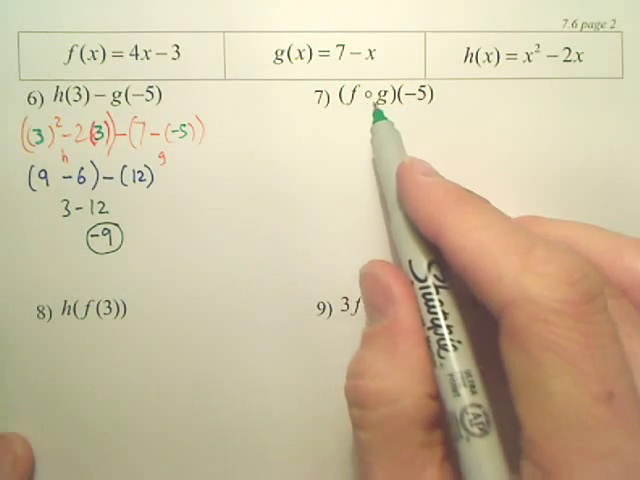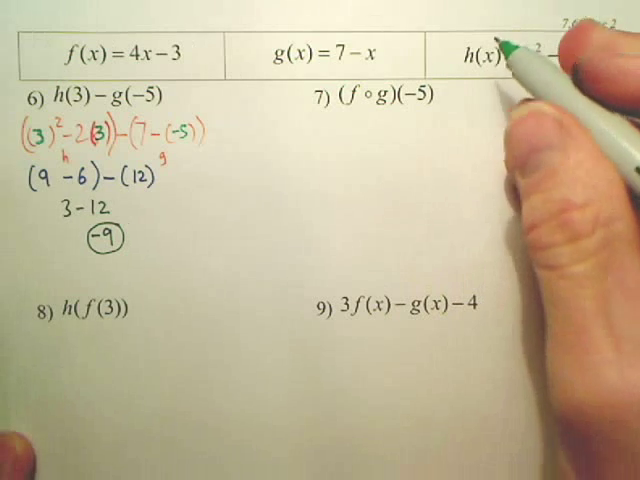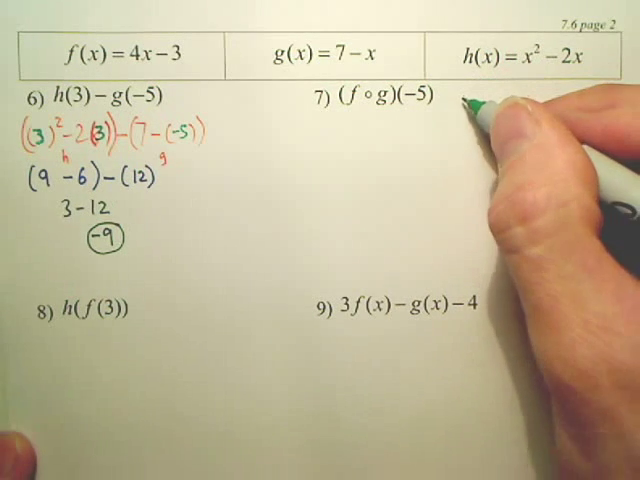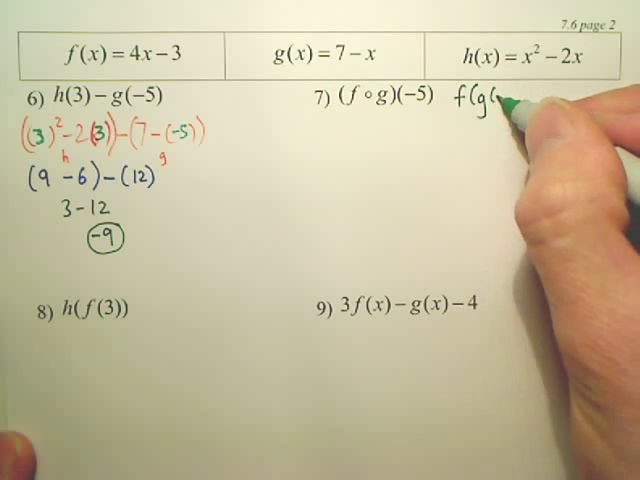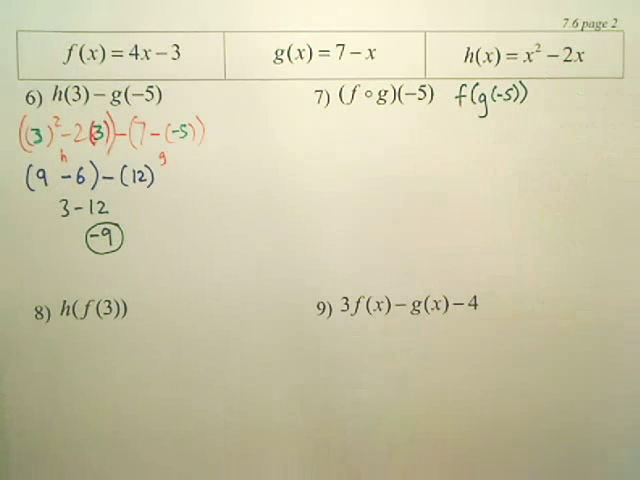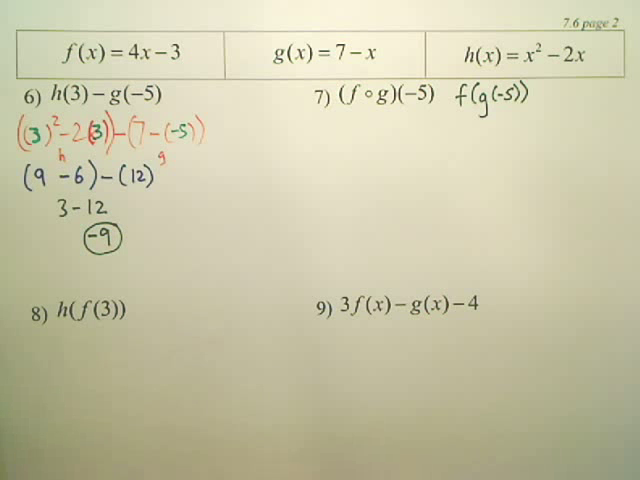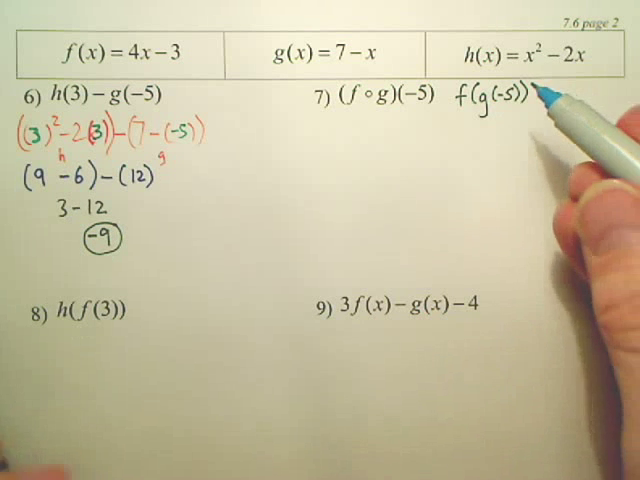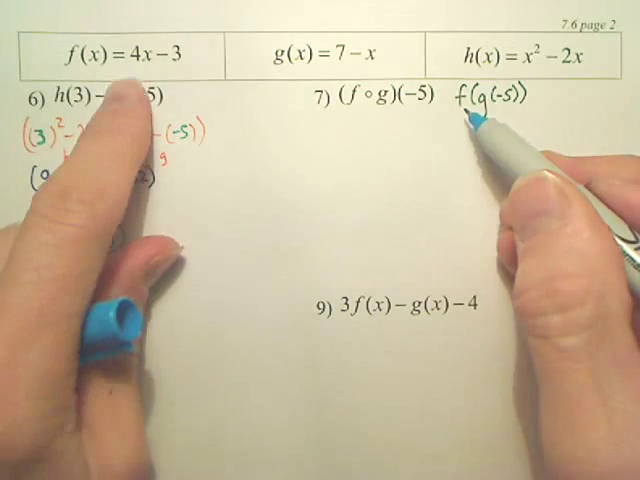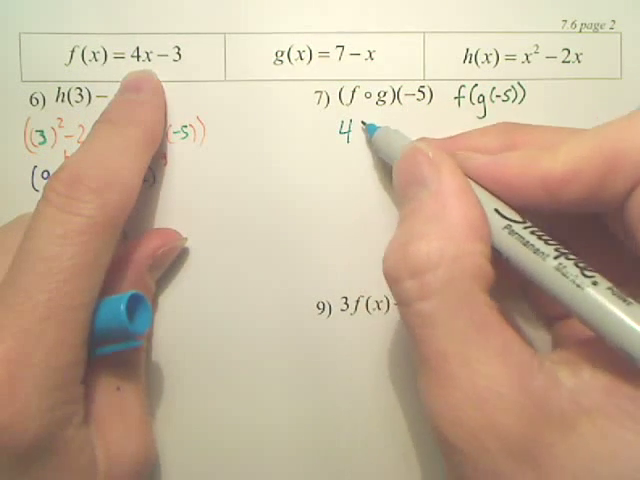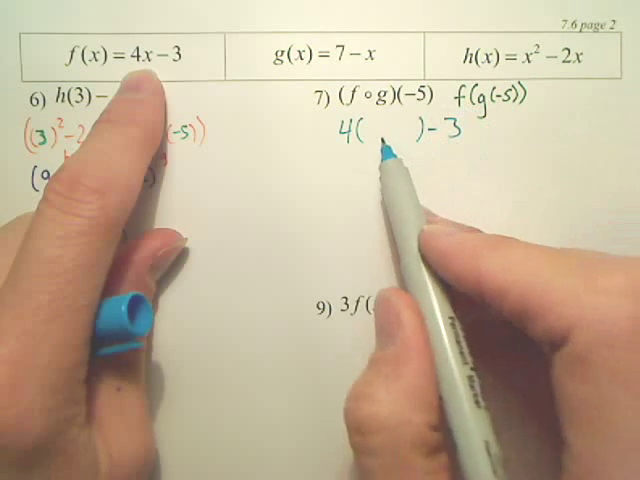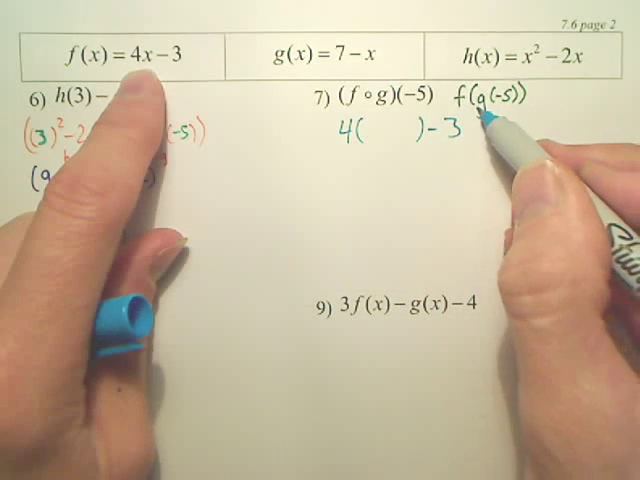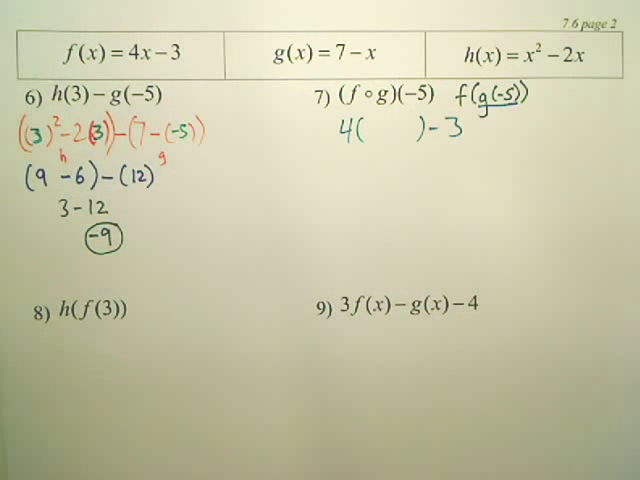Now, again, I don't like this form, but let me rewrite this in another way. Number 7 here is saying f of g of negative 5. So what's the outer function on this one? The outer function is f. So f is right here. F is the outer. Now what's going inside of f? G.